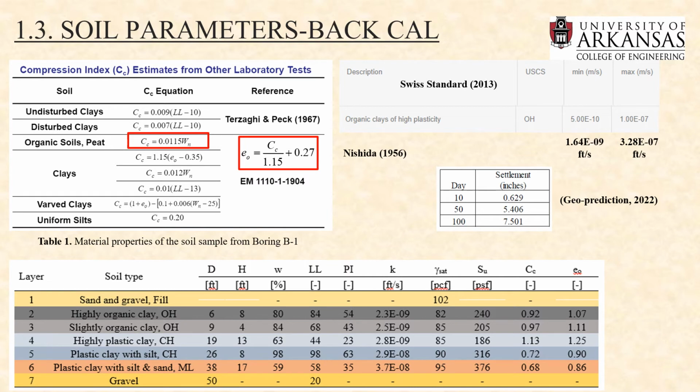Because the actual settlement at the center line of the embankment after 10, 50 and 100 days are given to us, we did the back calculation process. We fixed Cc and e0 value while adjusting the permeability values, and iteration happened until the monitoring and the calculated settlement were matched.